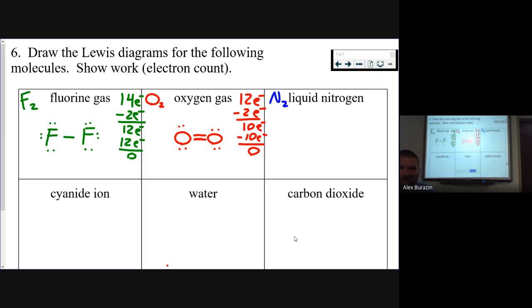And by the way, if you're feeling like that sort of clicked and made sense, try cyanide. You can go to the next one. Cyanide is a polyatomic ion, by the way. It is CN 1-, so 1 carbon, 1 nitrogen with a 1- charge. It's on your last year's periodic table. But if you're good on liquid nitrogen, try cyanide. And heck, if you're feeling extra fancy, go ahead and try water and carbon dioxide. I'll get to those in just a little bit.